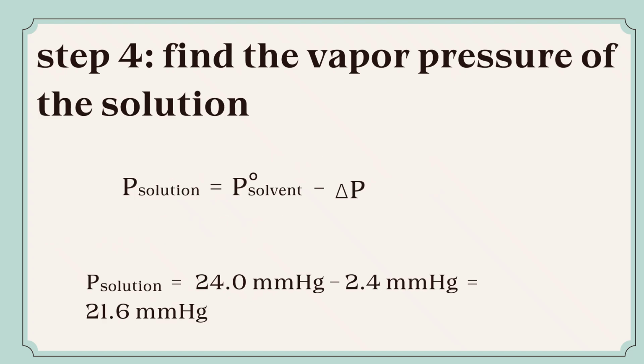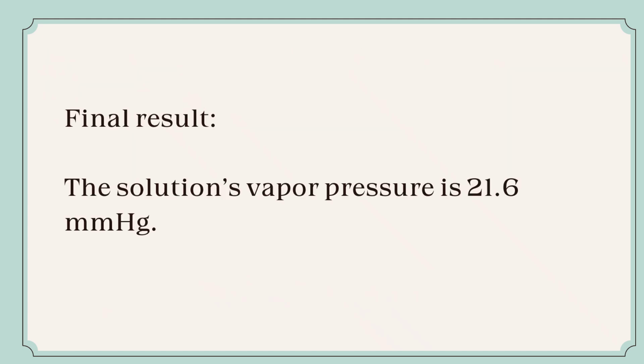Step 4 is find the vapor pressure of the solution. The vapor pressure of the solution equals the vapor pressure of the pure solvent minus the change in vapor pressure. So we're just going to subtract the result of step 3 from the water vapor pressure, and it equals 21.6 millimeters of mercury. So the final answer is the solution's vapor pressure is 21.6 millimeters of mercury.